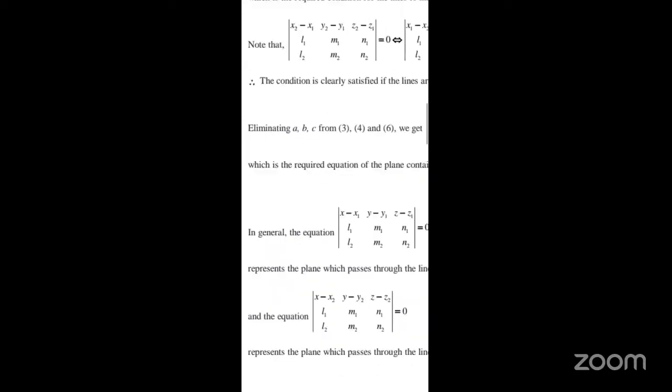Now, how to get the equations from the first line? The determinant with rows x minus x1, y minus y1, z minus z1, then L1, M1, N1, and L2, M2, N2, equals 0.